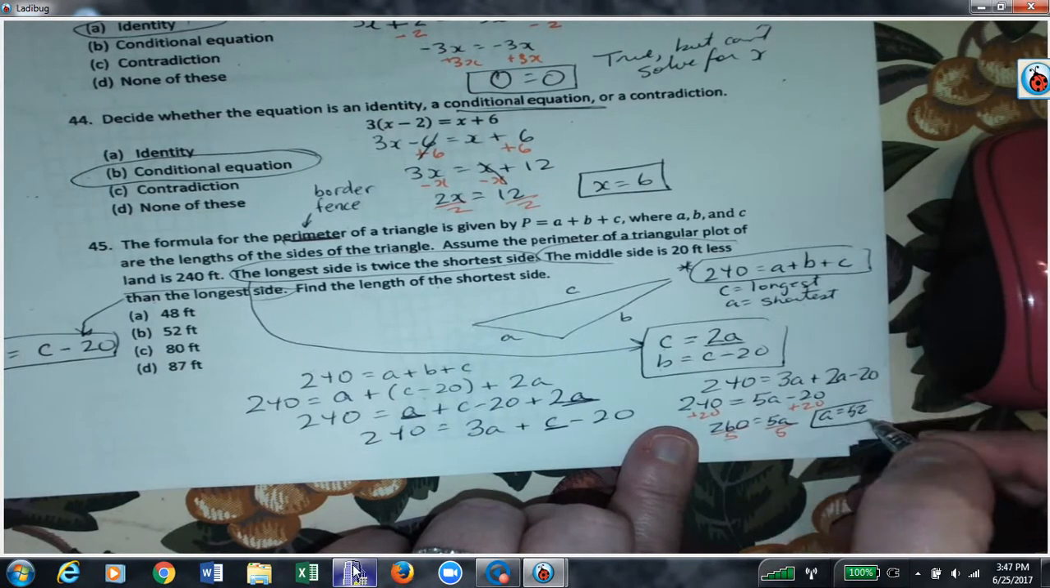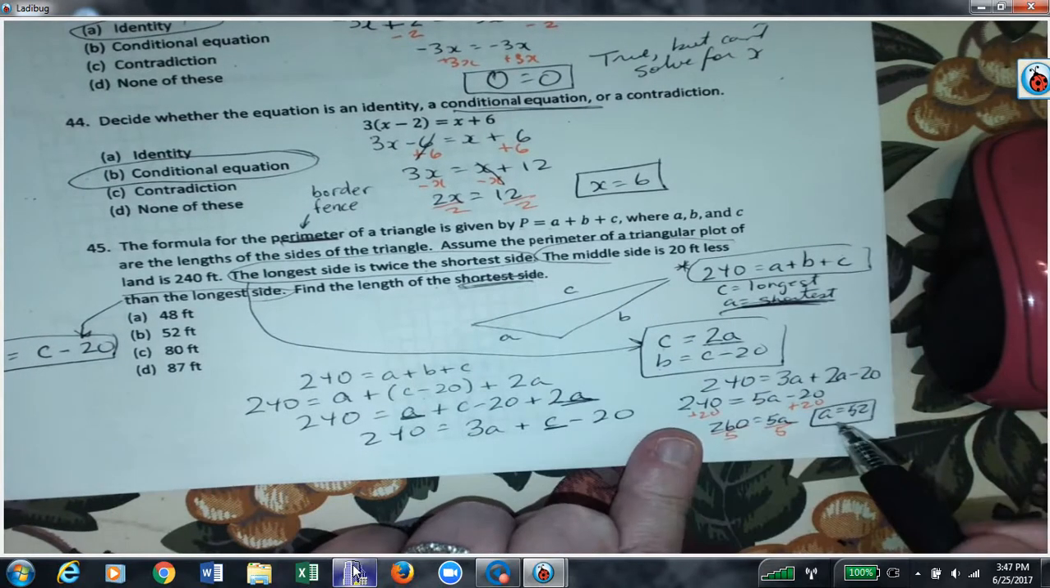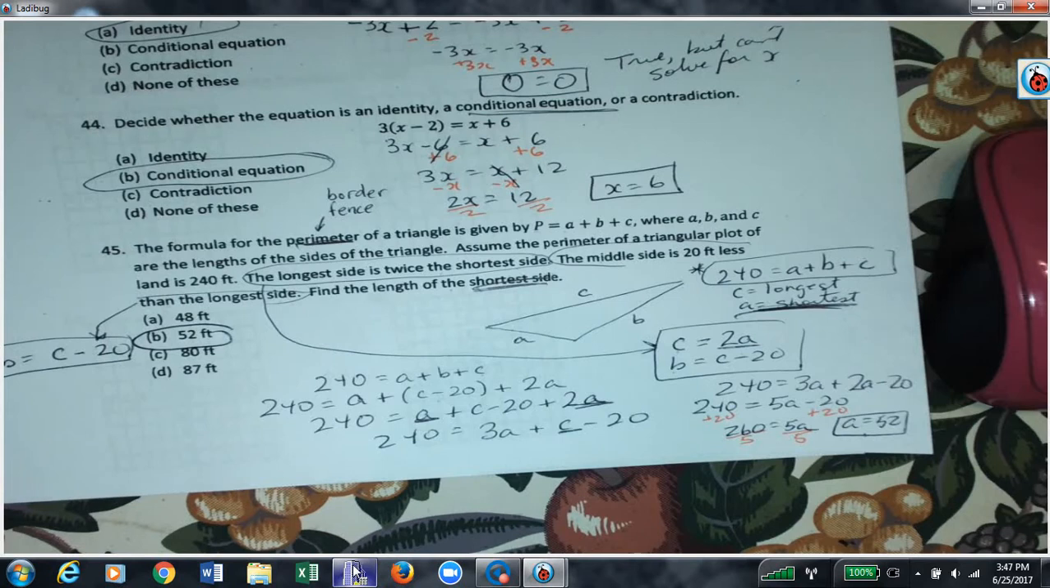Now, what was a? A was the shortest side, and I was asked to find the shortest side. So I'm looking for 52. There it is. The answer to 45 is B.